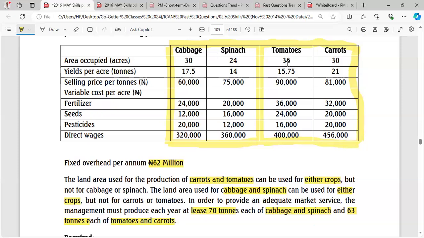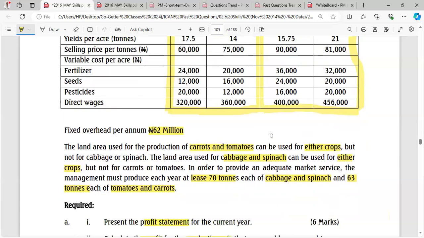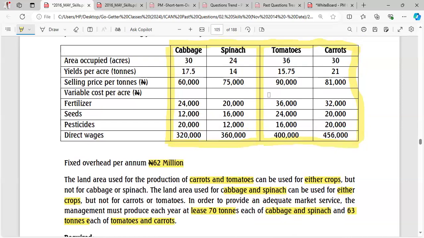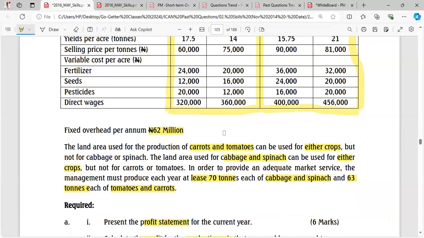And tomatoes and carrots, which will you rather plant? So what are you going to do now? They said here that management must produce at least 70 tons of spinach and 63 tons of either tomatoes and carrots. Just a moment, please.